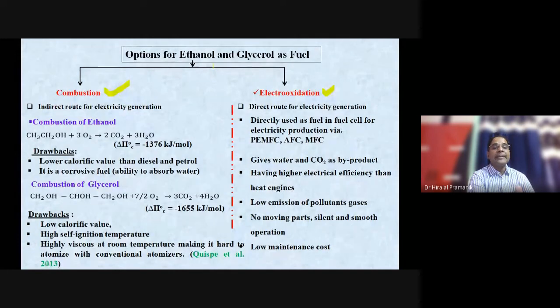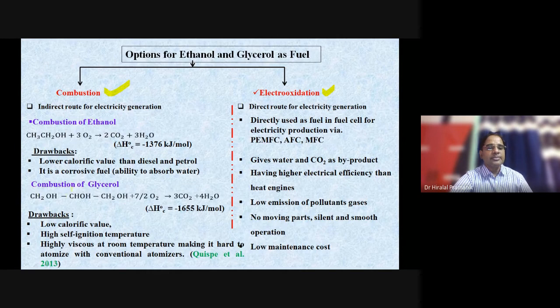That's why government is thinking either to blend ethanol in gasoline, or to recommend ethanol as a fuel in the fuel cell to get electricity, and then using a motor you can use it for moving the car. Similarly, drawbacks of glycerol: low calorific value, high self-ignition temperature, highly viscous at room temperature. That's why they are not recommended directly.